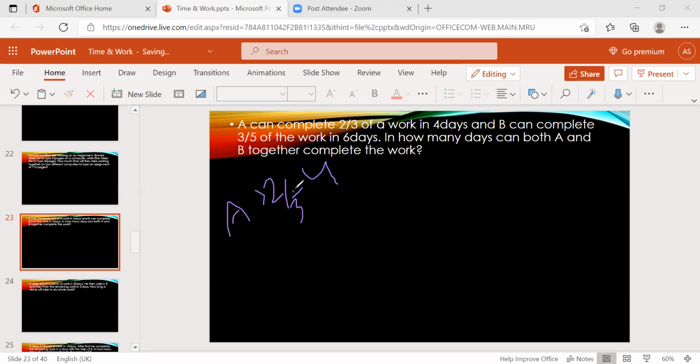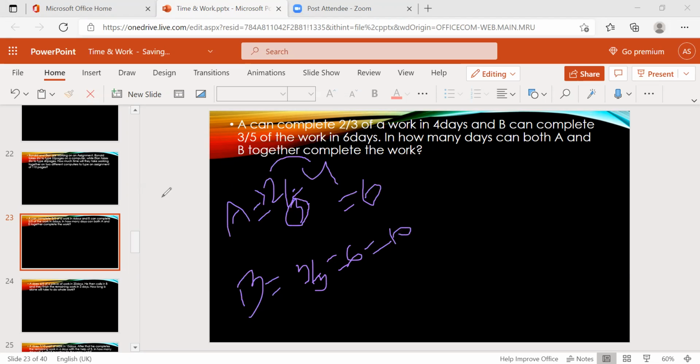A can complete 2 by 3 of the work in how many days? 4 days. To convert to the whole work, they've given only 2 by 3rd of the work. Total is 3 parts, 2 parts is 4 days, 1 part is nothing but 2 days. So 2 days into 3 is nothing but 6 days. And B completes 3 by 5 in how many days? 6 days, right? Total 5 parts and 3 parts is 6, so 1 part is nothing but 2. 6 by 3 is 2. And 2 into 5 is nothing but 10 days.